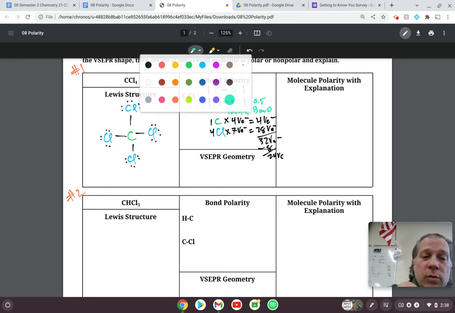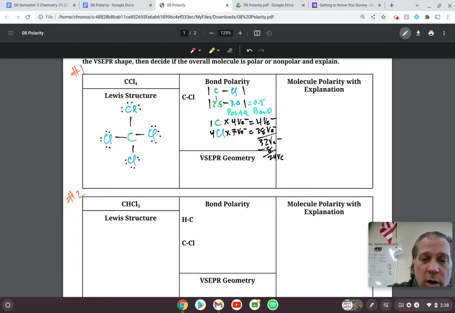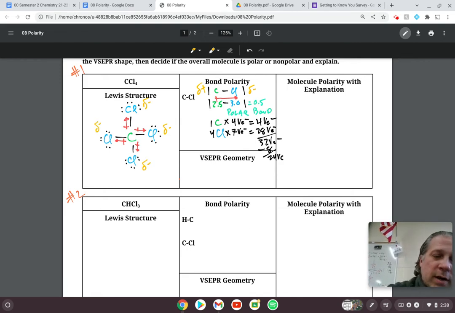And if it's a polar bond, we have to draw a dipole arrow. We always draw our dipole arrow toward the more electronegative atom. So that would look something like this. And then we have to use our dipole or our partial charges. So the side with the more electronegative element is going to be partially negative. The side with the less electronegative element is going to be partially positive. So delta negative, delta negative, delta negative, delta negative, and then this carbon would be delta positive.